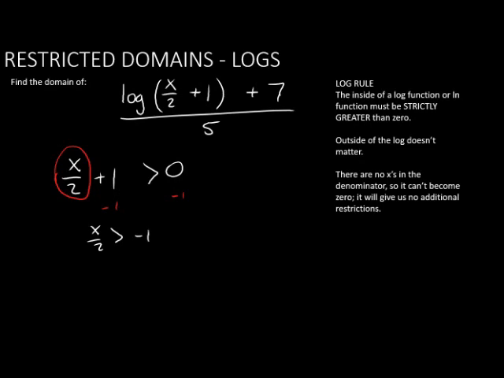Now to get x by itself, we will multiply both sides by 2. We'll say times 2 on the left and times 2 on the right. When we do so, the 2 to the left and the 2 on the bottom of this fraction will cancel out, because we'll effectively have 2 divided by 2, which gives us the invisible 1 times x. Now we'll write greater than, and the negative 1 times 2 gives us negative 2. Therefore, our domain will be all x's greater than negative 2.